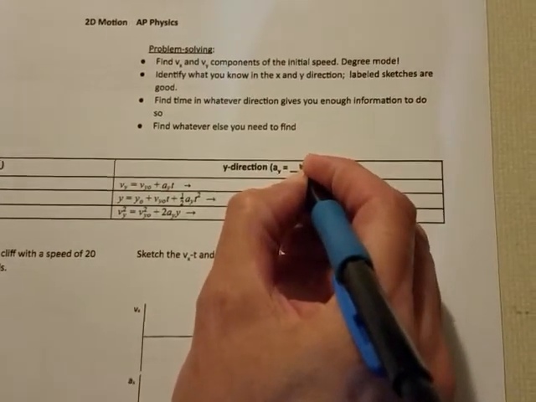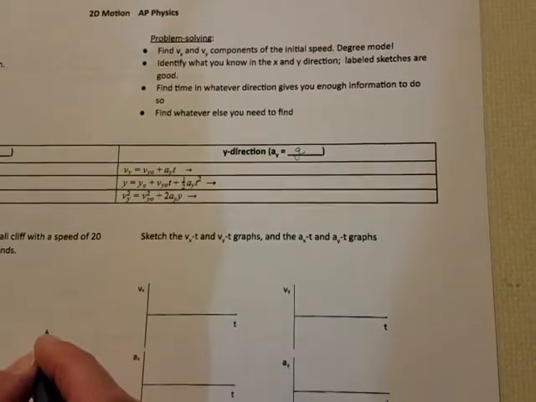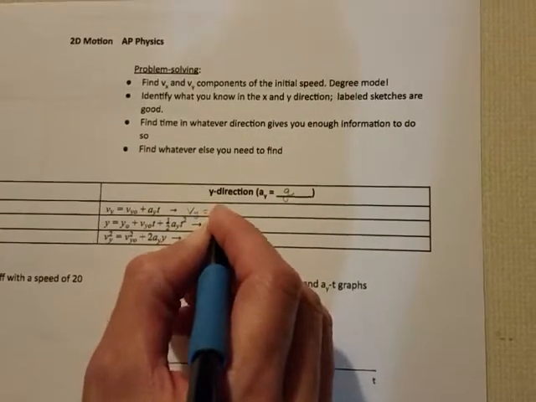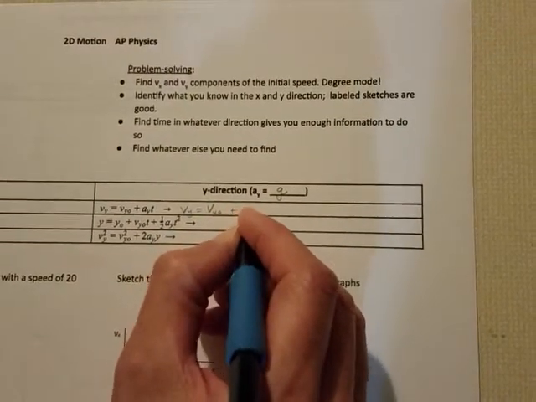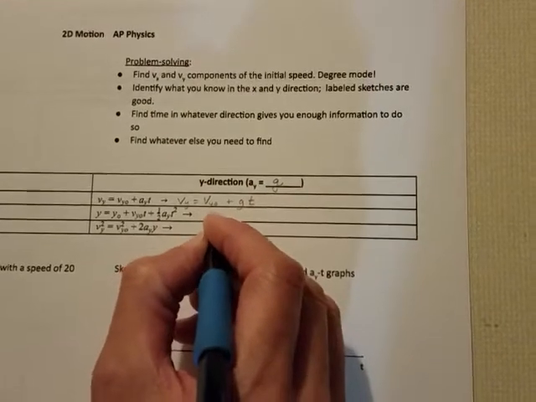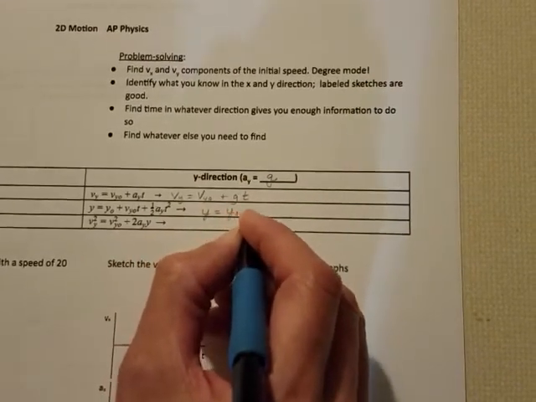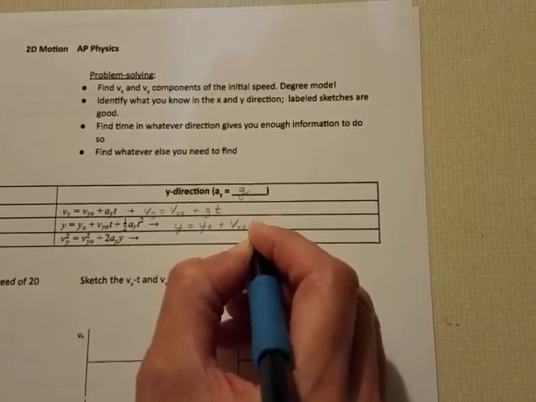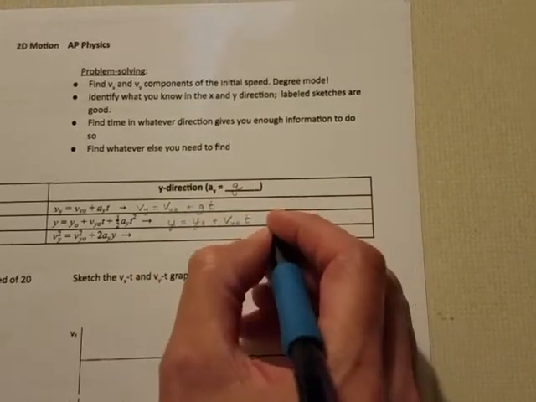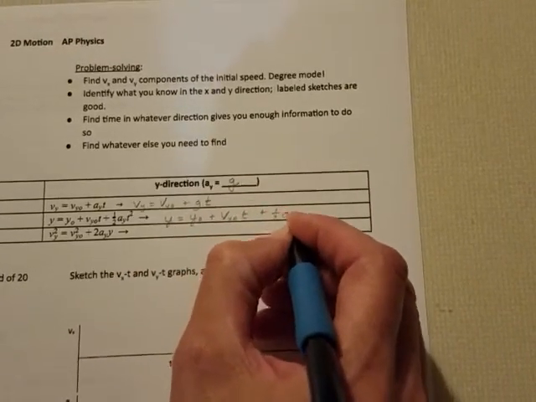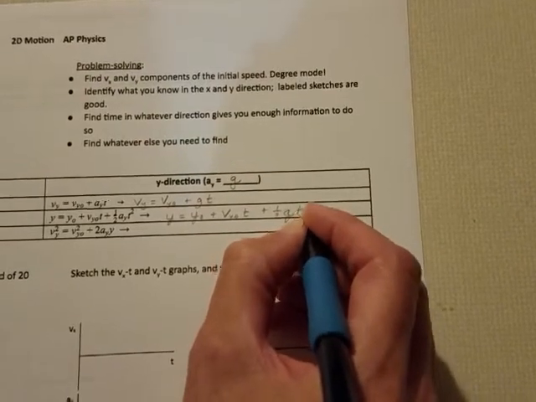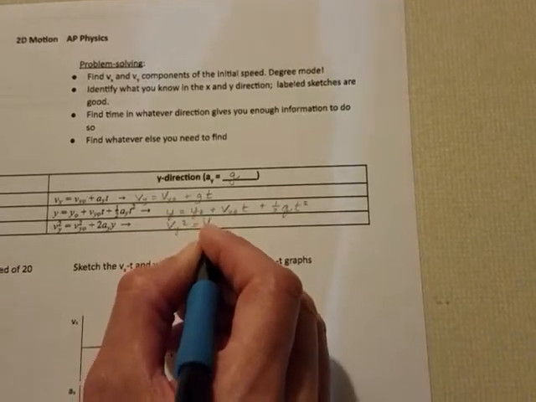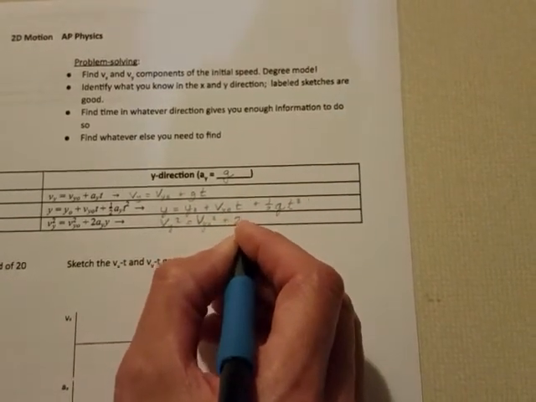In the y direction, the acceleration is the acceleration due to gravity, so g. So we have Vy is equal to V0y plus g times t. We have y is equal to y0, although that's usually just going to be 0, but not always. And then plus 1/2 at squared, which will be gt squared. And then Vy squared is equal to Vy0 squared plus 2gy.